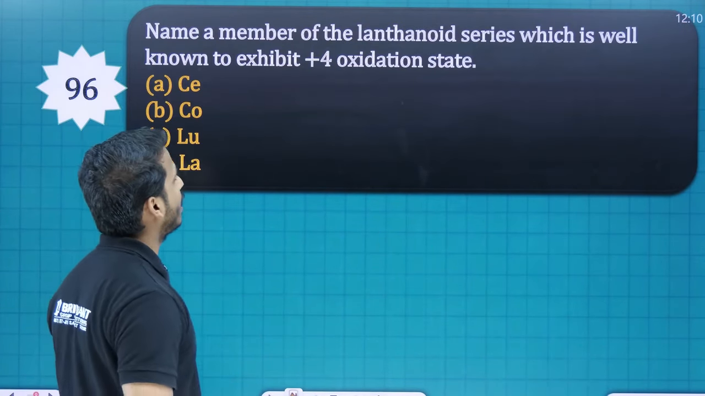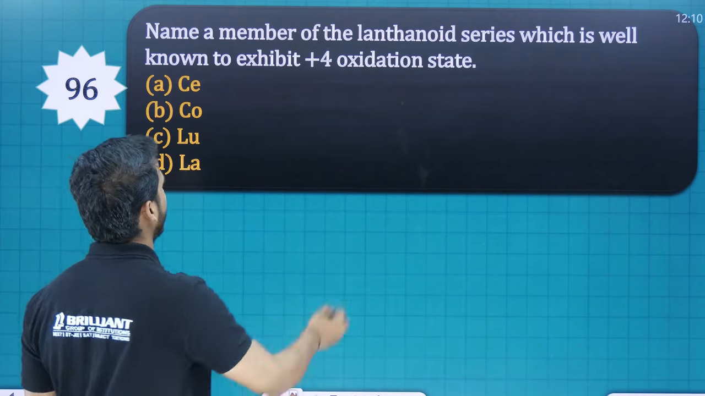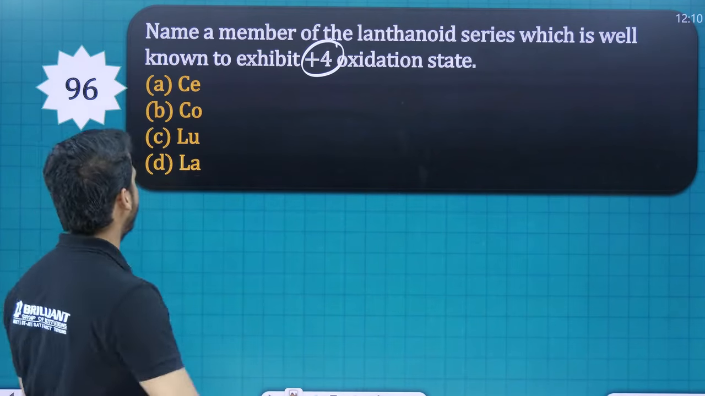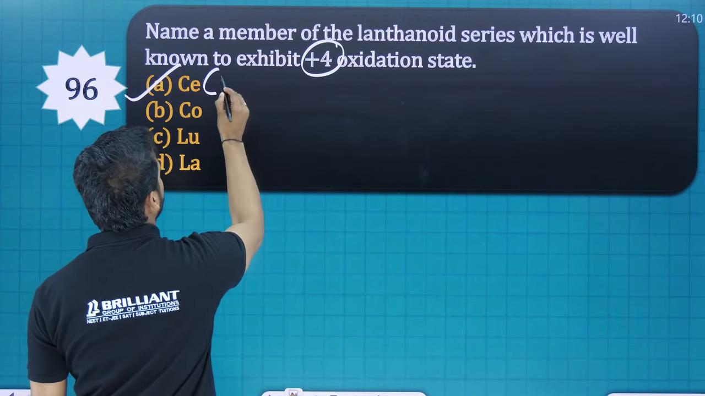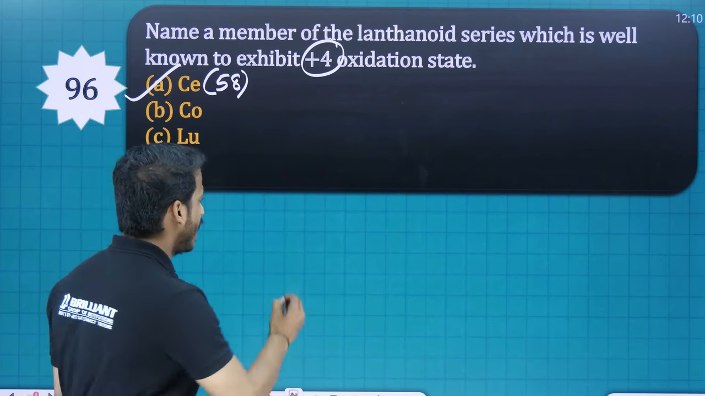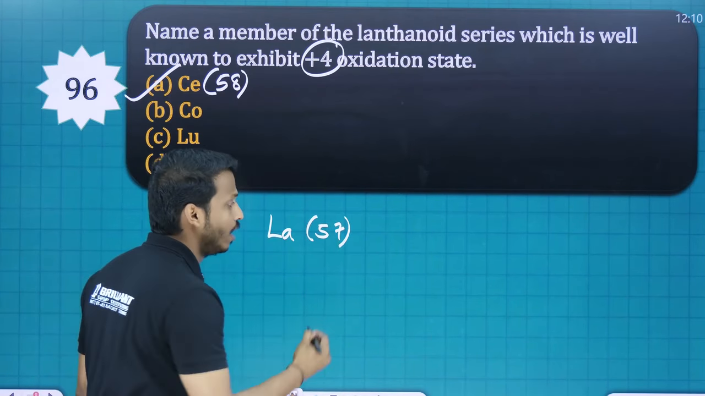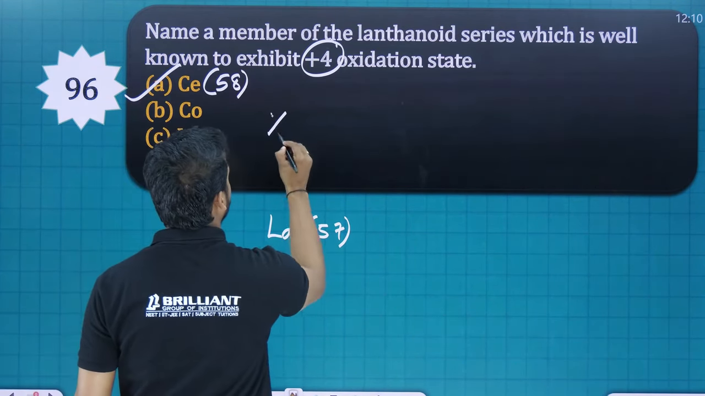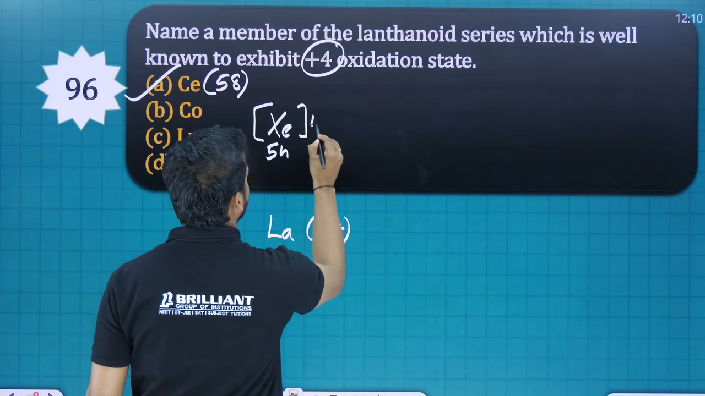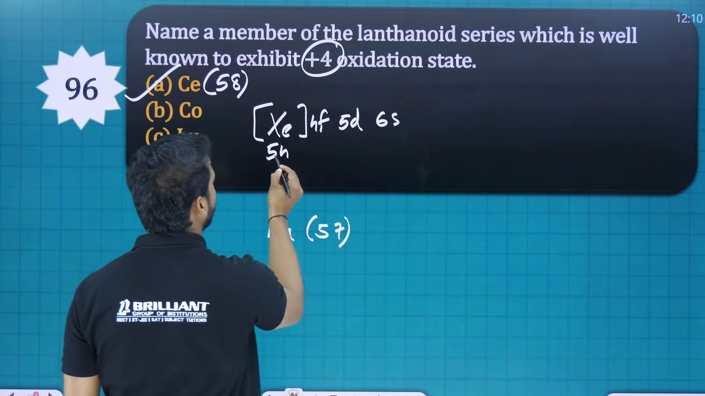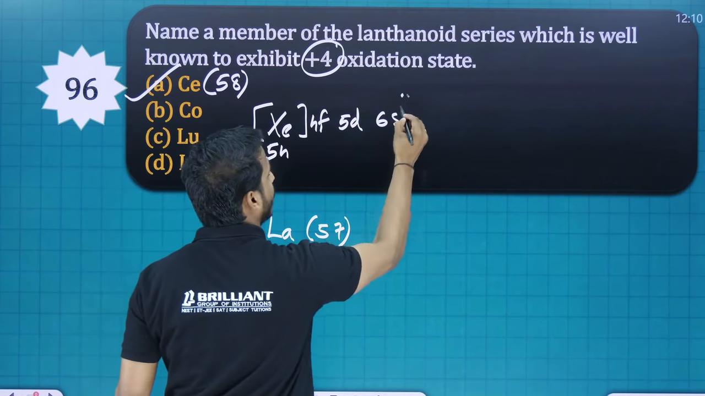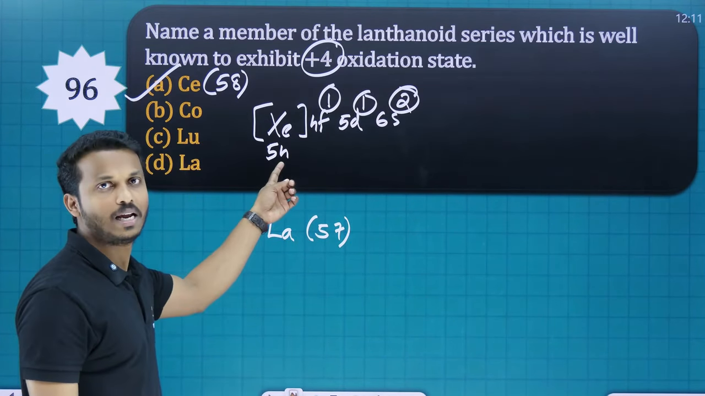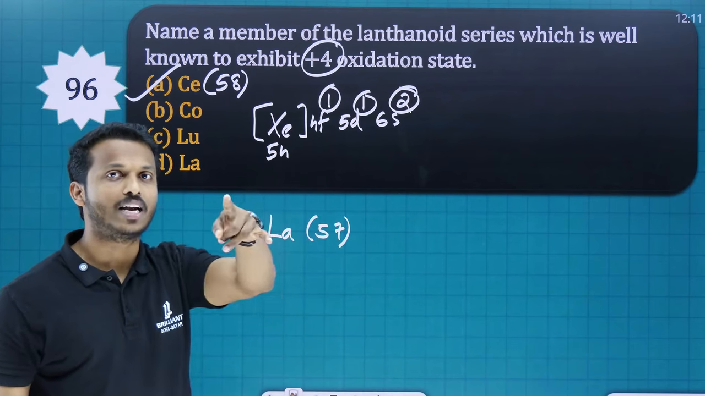96. Name a member of the lanthanoid series which is well known to exhibit the +4 oxidation state. Here in the lanthanides, the +4 state is mainly shown by cerium. Cerium has atomic number 58, because lanthanum's atomic number is 57. After lanthanum, the lanthanides start, right? The first lanthanide is cerium. Cerium configuration: xenon 54, then 4f, 5d, 6s. From 54 to 58, four more electrons fill as 2, 1, 1. If they remove all these four electrons, they get a stable configuration. So cerium's common oxidation state is what?